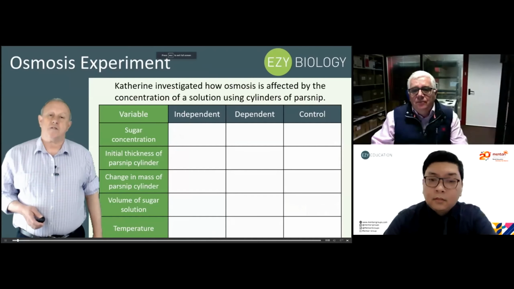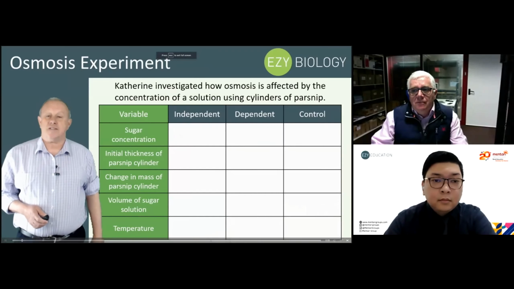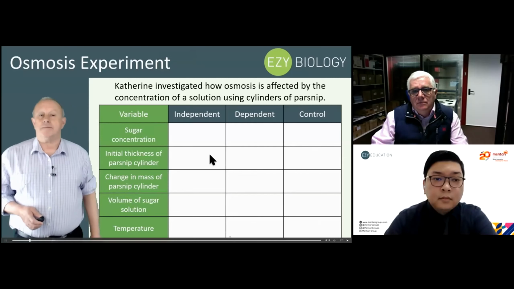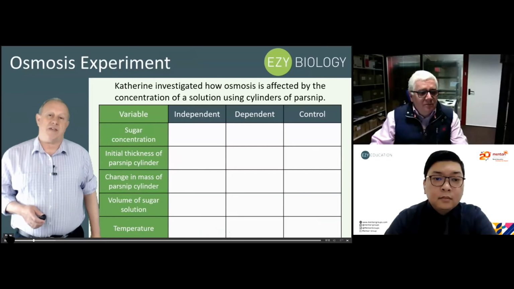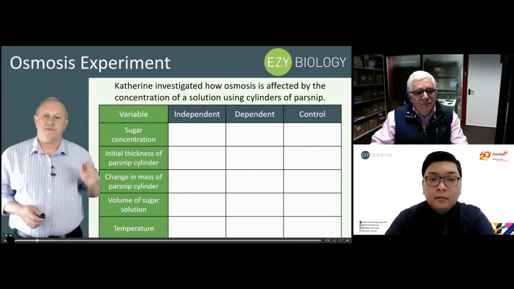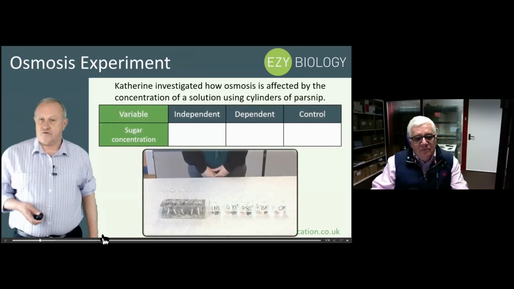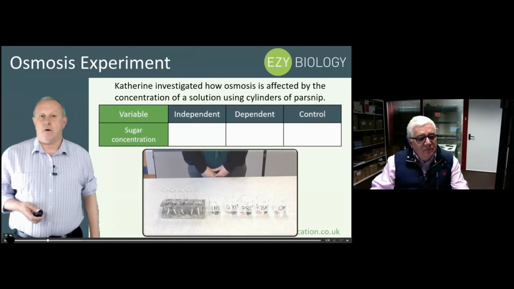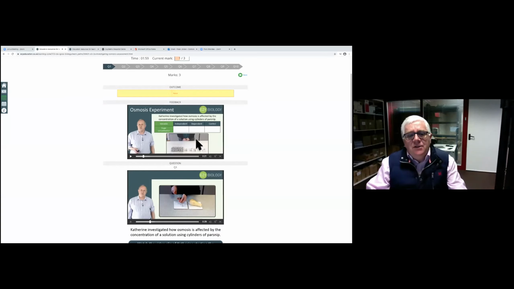Before answering this question, you were asked to watch a short video clip of Catherine starting an experiment. You were then asked to complete this table identifying all the variables in the experiment. So let's start off with the first variable, sugar concentration. Now we can see from the question what Catherine is investigating. So it's quite clear in terms of it.